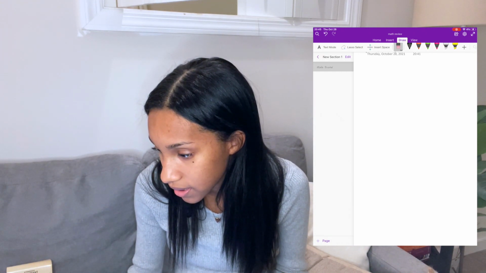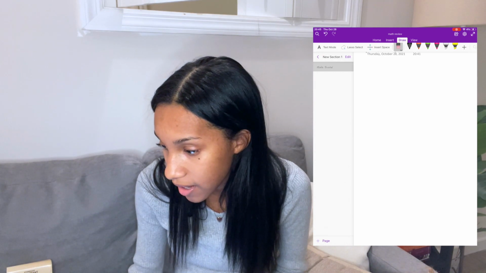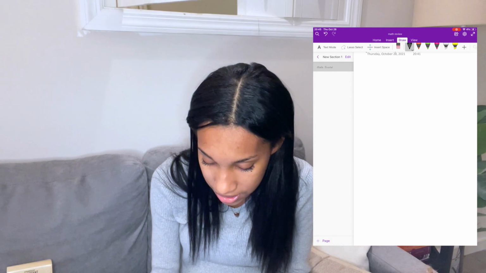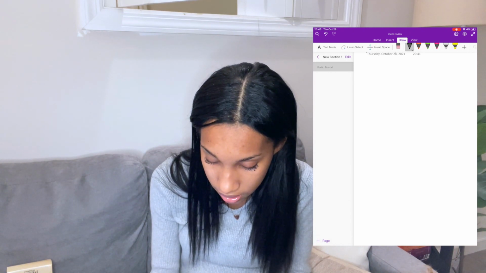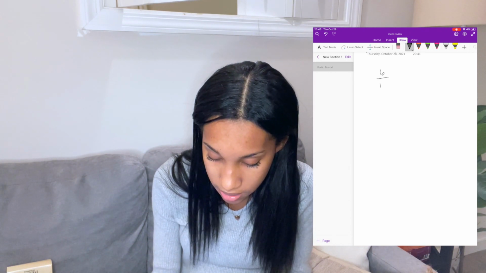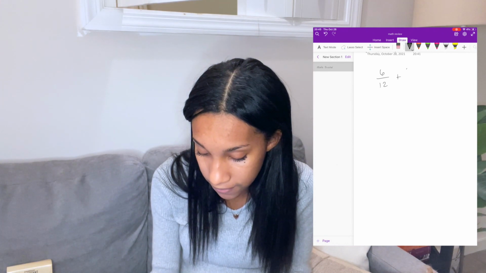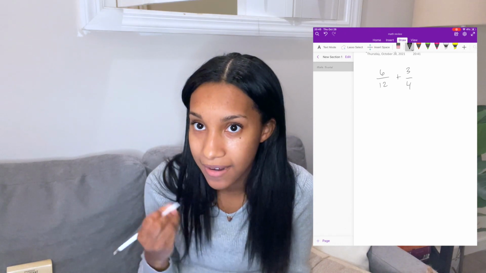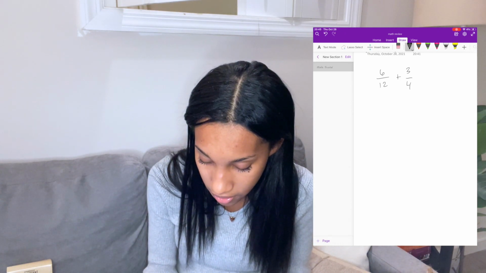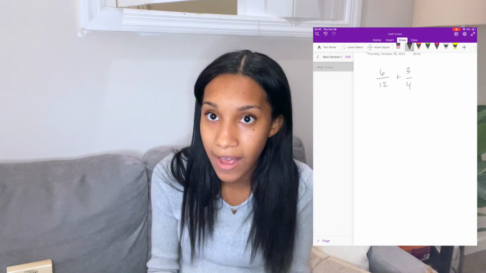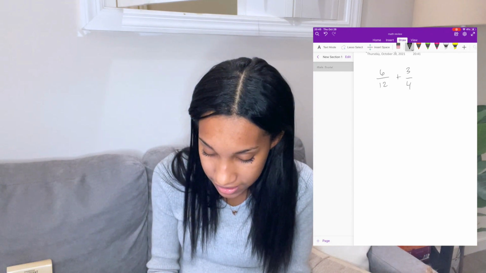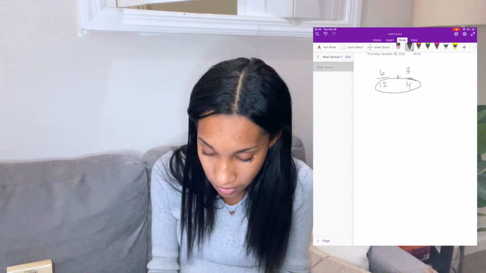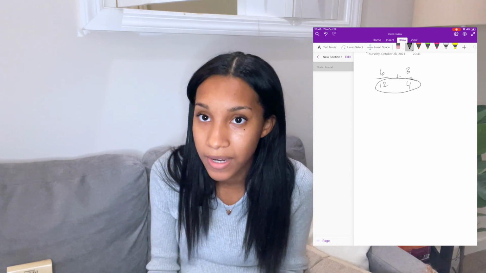So let's see. Common denominator and least common multiple. So these go together because when you're adding fractions, for example, so you have like 6 over 12 plus, we'll do 3 over 4. Those denominators are going to need to be the same in order to add a fraction together. So what you're going to need to do is find the least common multiple of the denominators and then make those common denominators. So least common multiple of 12 and 4 is 12.